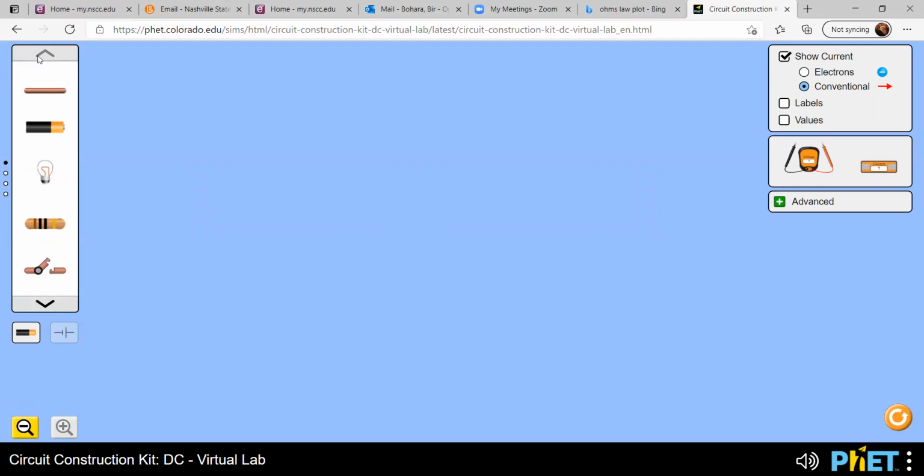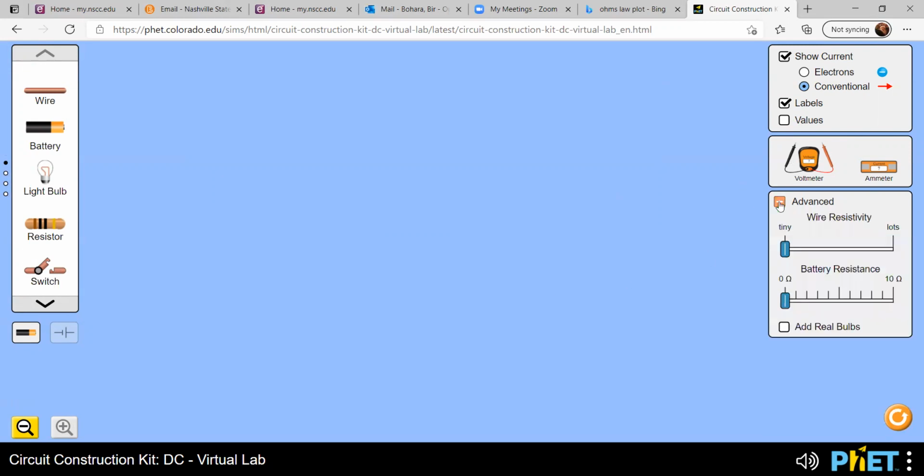So click on labels, and then you will get all these things. And if you click right here on the plus sign, then there are more options. Then here is the wire resistivity, right? Pull this block all the way right, get lots. Okay, so it means the resistivity of the wires will be a lot. If you don't need resistivity, you can put it tiny, right?